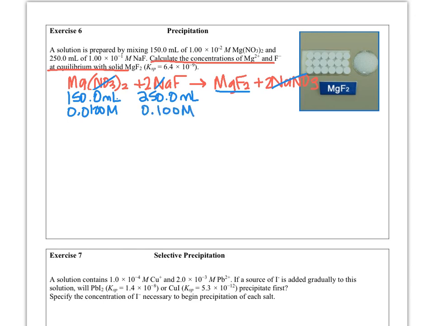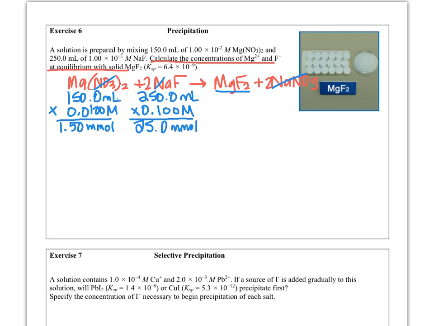So then from there, I can multiply these and find how many moles of each I have initially. So 150 times 0.01 is going to give us a nice quantity of millimoles. That is going to be 1.50 millimoles, and that's millimoles essentially of magnesium plus 2. And then I'm going to have 25 millimoles, that's a huge number, millimoles of, what is that?